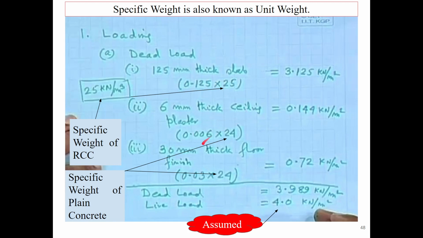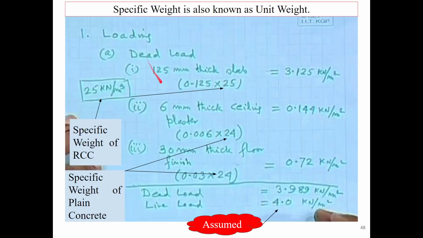For the ceiling plaster it will be 0.006 into 24, which will be 0.144 kilonewton per meter square, and for 30 mm thick floor finish it will be 0.03 into 24, which will be equal to 0.72 kilonewton per meter square, right? So adding all these three, we get the dead load to be 3.989 kilonewton per meter square. Let us assume the live load is 4 kilonewton per meter square.